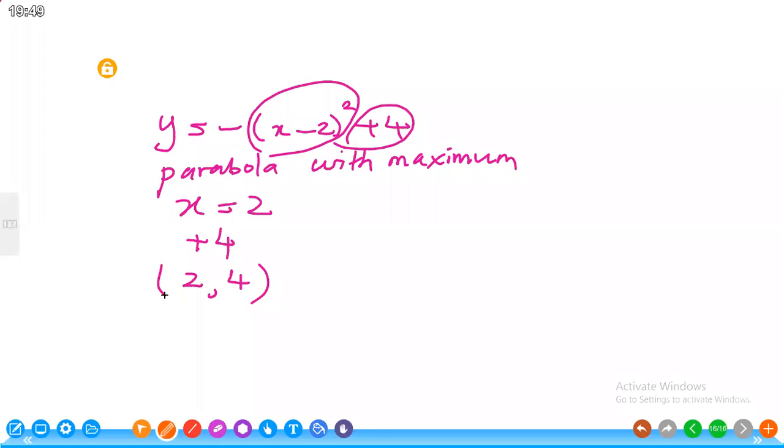Here minus (x minus b) all squared plus 4. So the graph is a parabola with a maximum, since the coefficient of x squared is negative. And also the equation of the axis of symmetry using this part is x equals 2. And positive 4 is the maximum value, and the coordinates of the turning point are 2, 4. Okay. Another example question.